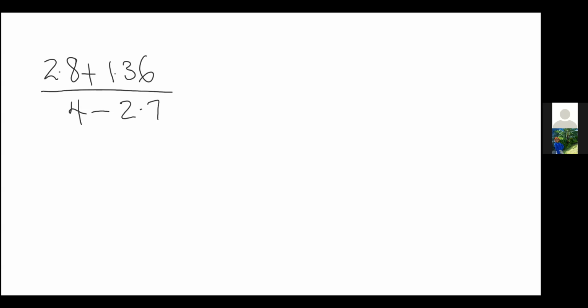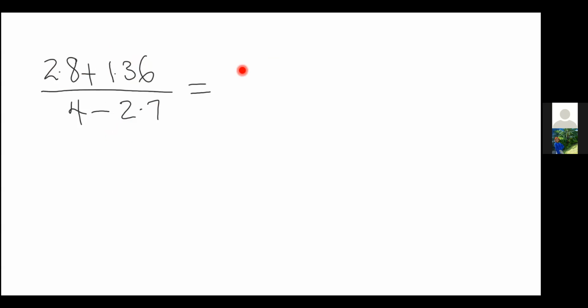So the first question, what I always do is start by writing my actual question, right? So it's going to be 2.8 plus 1.36 over 4 minus 2.7. So of course, there's a first part, there's a top part, which is our numerator, and there's a bottom part, which is our denominator. And we're not just going to plug everything into the calculator, we're going to do it step by step. So the first thing we're going to work out is the top and put our answer.